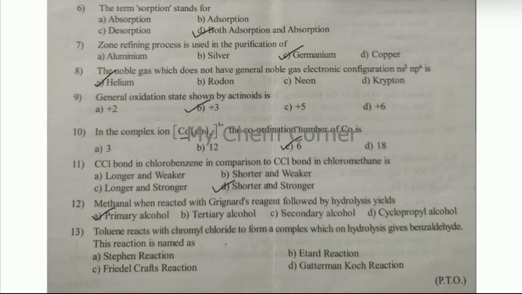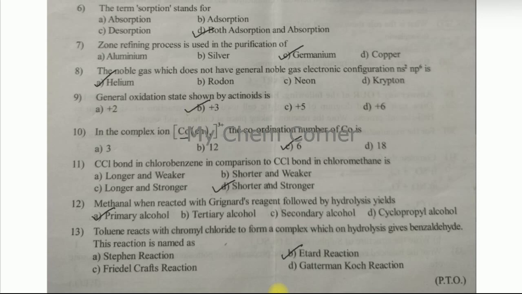Next is the Gattermann-Koch reaction. You need CO, HCl and all of that, but that's also ruled out. In Stephen's reduction, benzaldehyde is formed, but there you need a very different reagent. The only reaction where toluene as a starting material can give benzaldehyde is Etard's reaction. So Etard's reaction is the only reaction where toluene is the starting material to produce benzaldehyde.